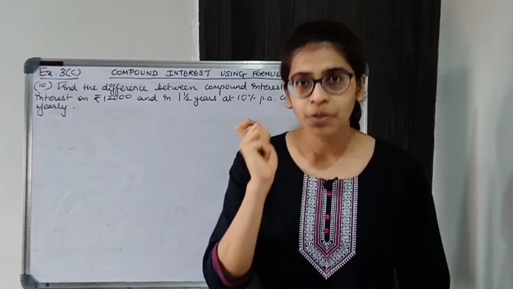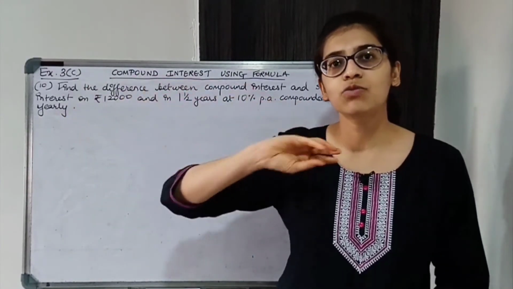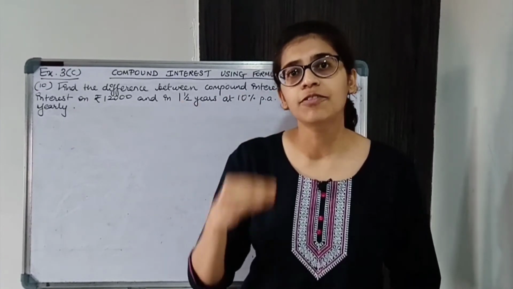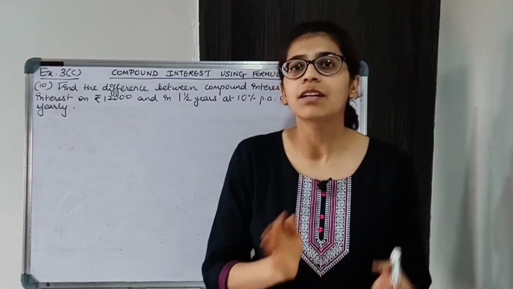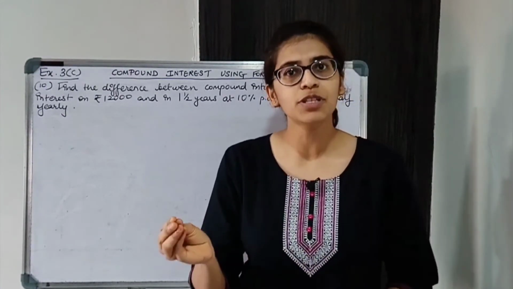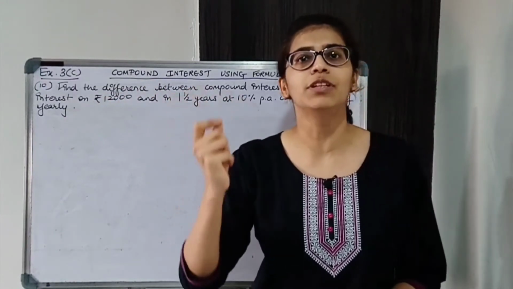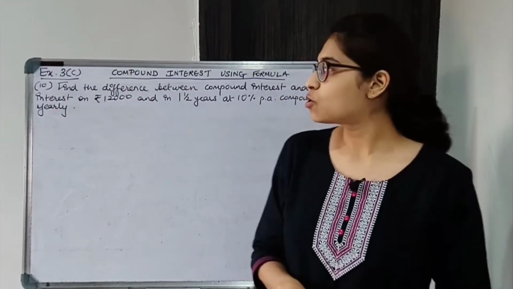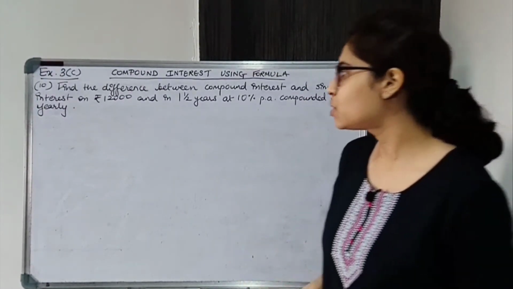Now keep in mind students, this condition, half yearly and yearly, applies to compound interest, not to simple interest. Even if you find simple interest half yearly and add the half-year amounts, you will still get the same answer as yearly. So the half yearly condition does not apply to simple interest, it applies only to compound interest. So we have to find compound interest and simple interest. First we will find simple interest.